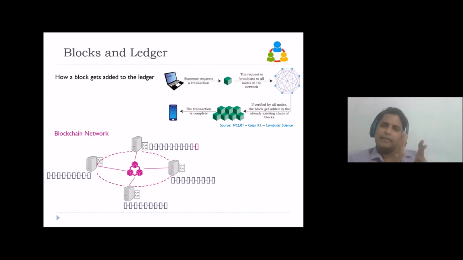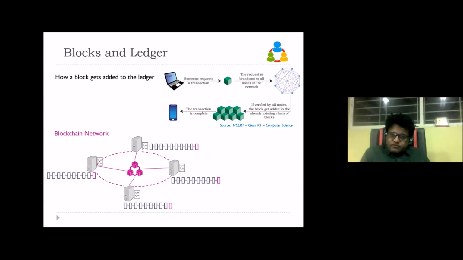Everything will be validated by the computers in the network, and then finally it will be verified by all the nodes, and then it will be accepted by all the nodes. So before the block gets added onto the ledger, it has to be accepted by all the computers, and once they accept, the block gets broadcasted to all the computers in the network. So everybody will update their own ledger. Okay.